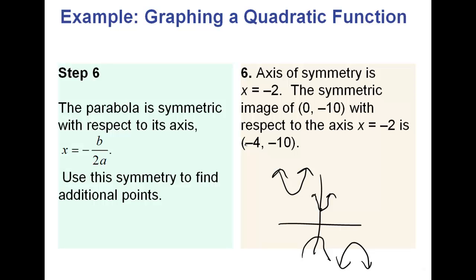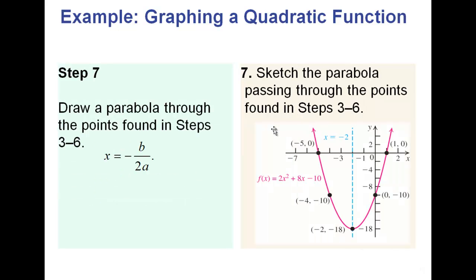If you don't, then you can use this idea of being symmetric around the axis, or just plug in some points. Let x be simple numbers like 1 and minus 1 and see what happens, and 2 and minus 2 and see what happens. Okay? Once you have enough points, just start plotting them. Always start with your axis of symmetry, just like we did with the other example. Then do your vertex, plot your intercepts, and then connect the dots.